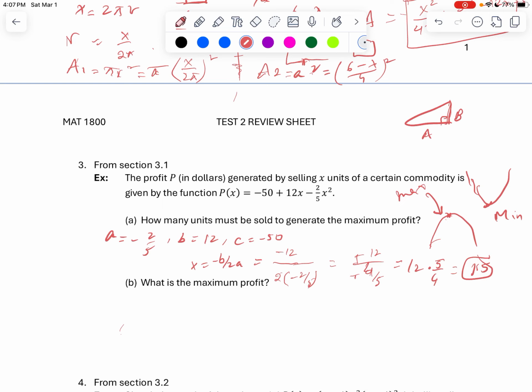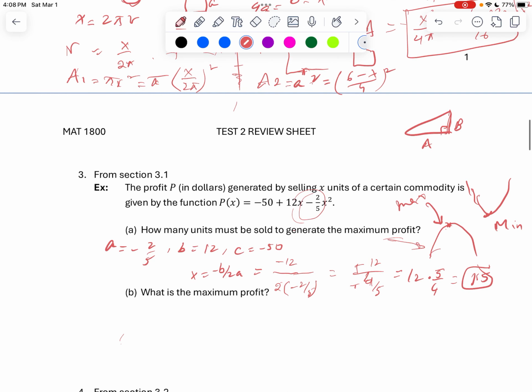Okay. Then it means how many units must be sold. So there should be 15 units. 15 units of the commodity should be sold in order to find the maximum profit. Now I hope you remember that since a has a negative sign, our shape of the parabola will be like this, an inverted parabola.